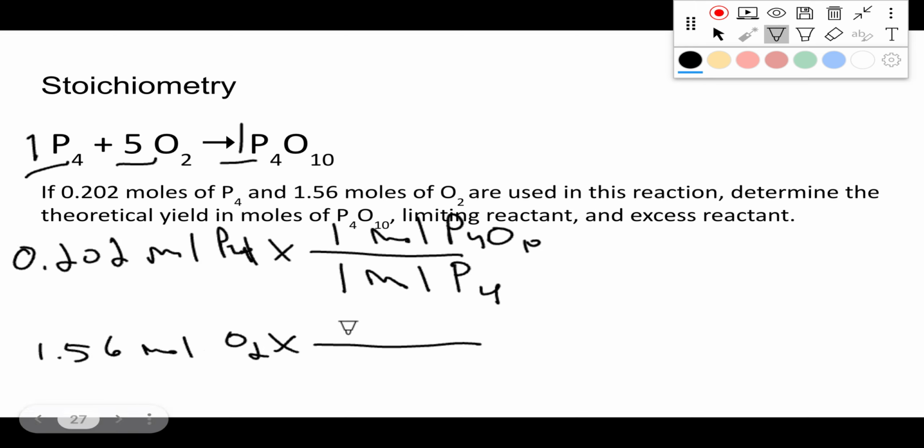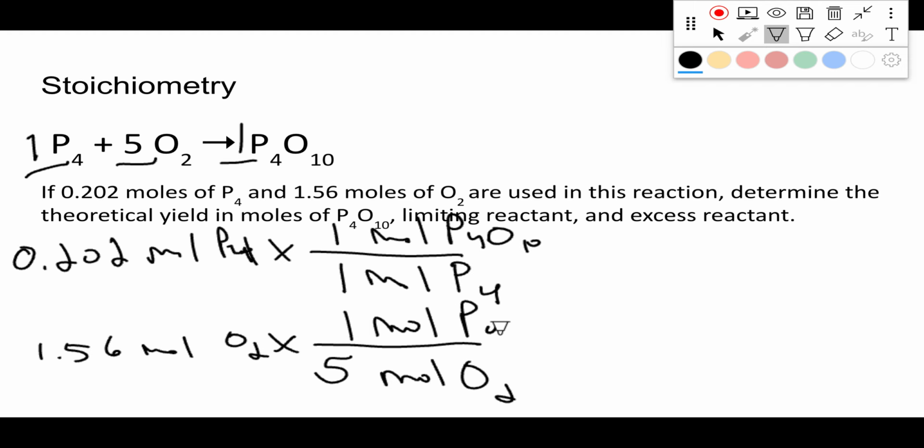Down here, we're doing oxygen. So in dimensional analysis, whatever I start with, I've got to cancel with on the bottom. So I'm going to do moles of O2. You can go back up to the balanced equation. There's a 5 in front of it, so we're going to write 5. And we are also still trying to get to the same product. At the end, you should have the same product in the same unit, okay? So 0.202 times 1 divided by 1 is just going to give me 0.202 moles of P4O10.